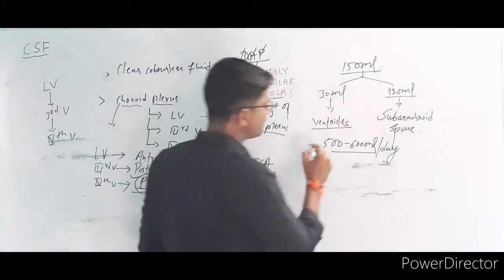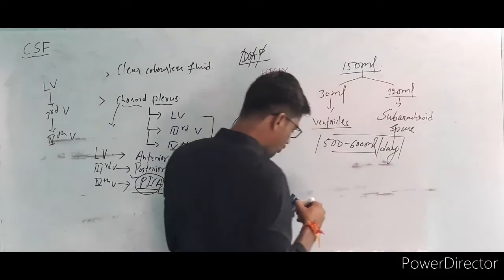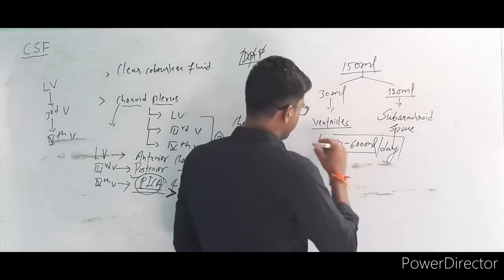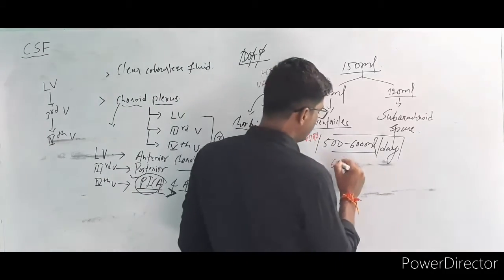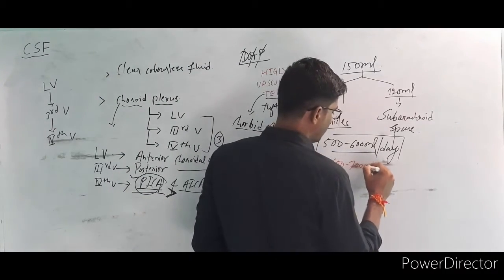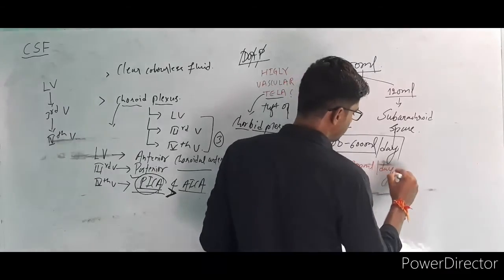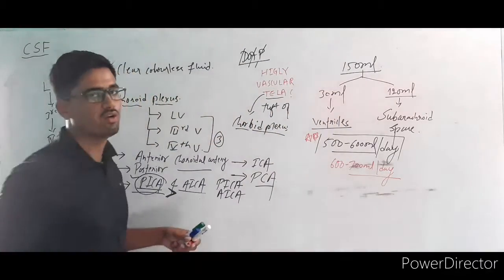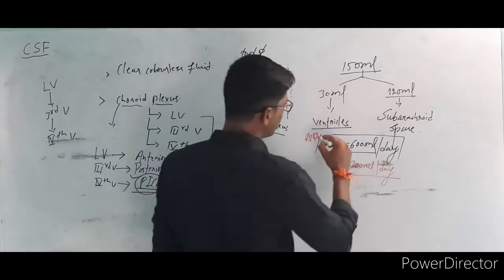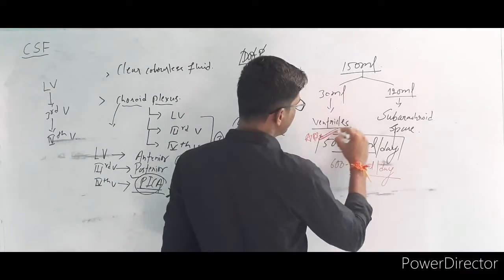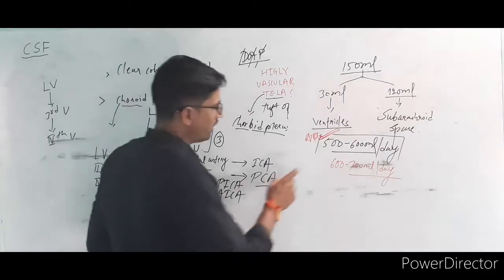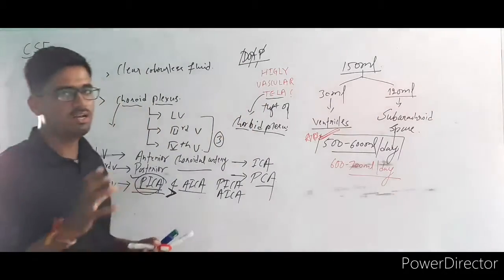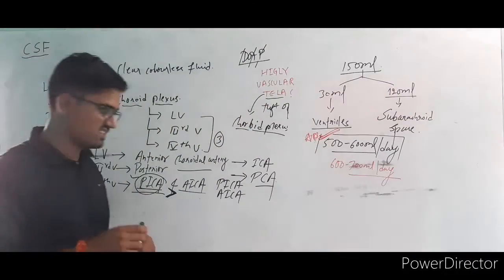It's getting absorbed, right? So, this is the value which you have to remember. In one book, it's given like 600 to 700 ml per day. In Gray's Anatomy, it's given that, but you should consider this only. In most books, it's given as 500 to 600 ml per day. So, now we are going to see the circulation of the CSF.